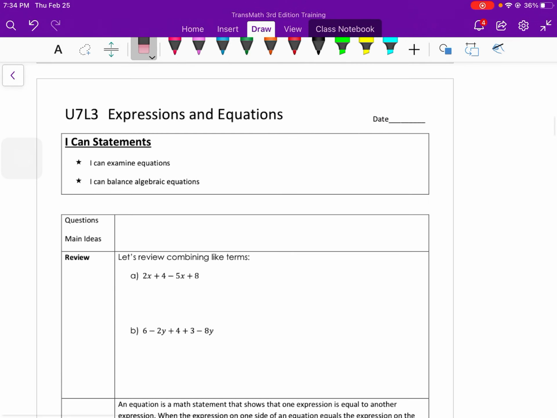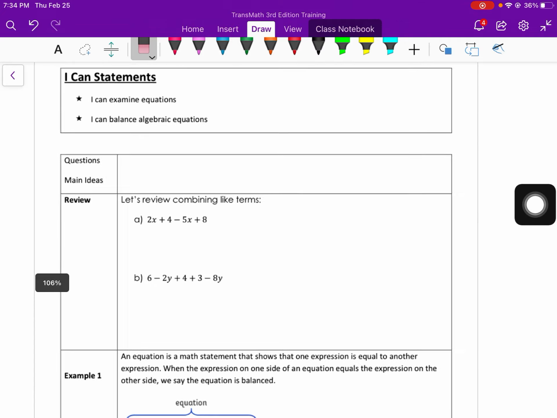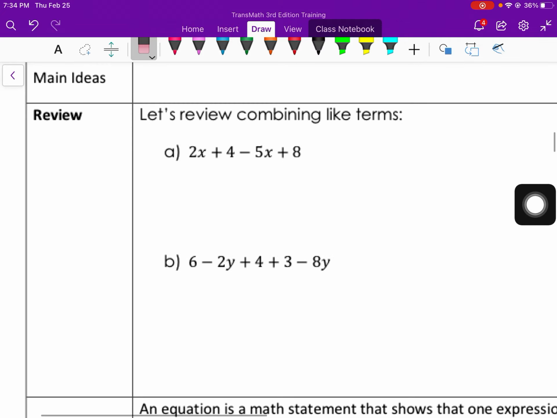This is Unit 7, Lesson 3, Expressions and Equations. So we will be able to examine equations and balance algebraic equations. But first, we will be starting with some review, and this is combining like terms.